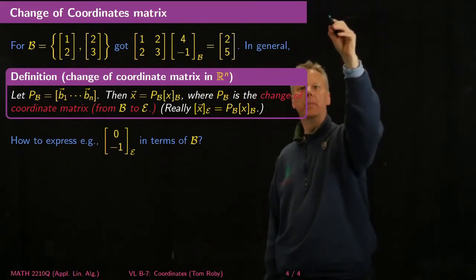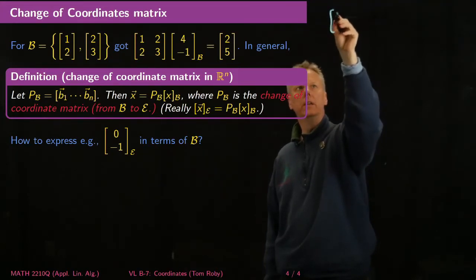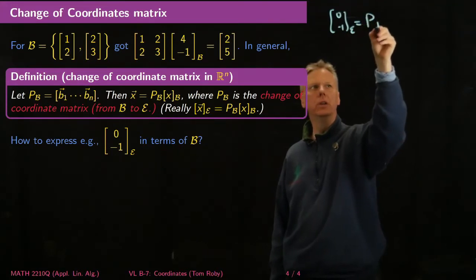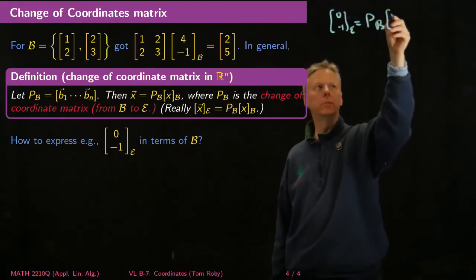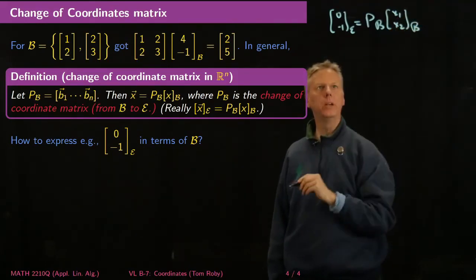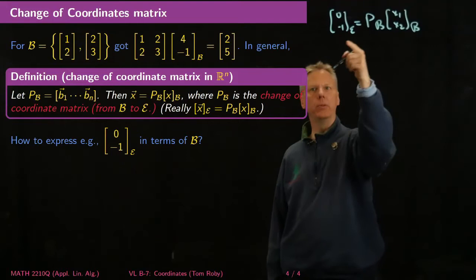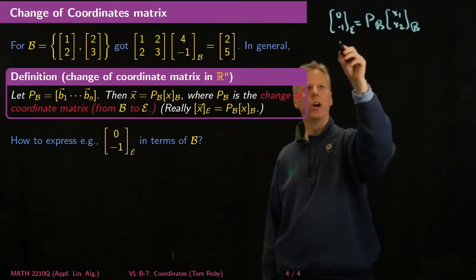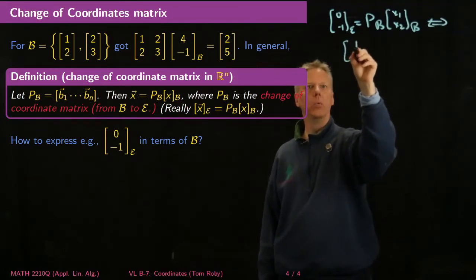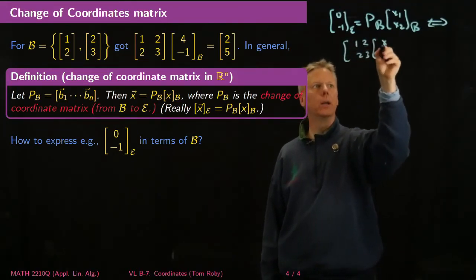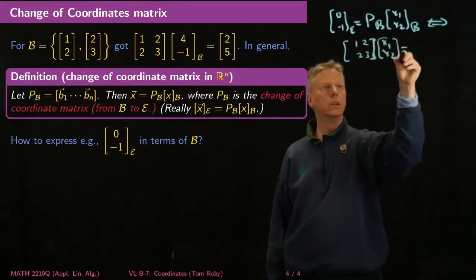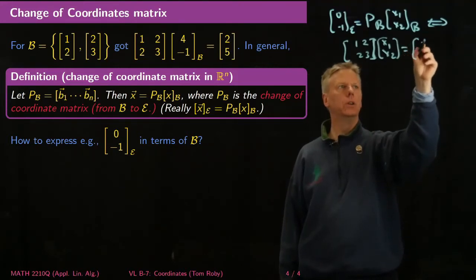I know that (0, -1) in E is equal to P_B times something, (x1, x2) in B coordinates, right? So what am I saying? Well, in this particular case, that means I'm trying to solve [[1, 2], [2, 3]] times (x1, x2) has to be equal to (0, -1).